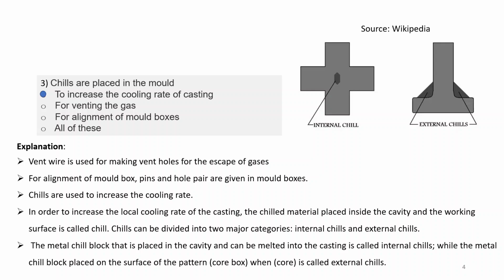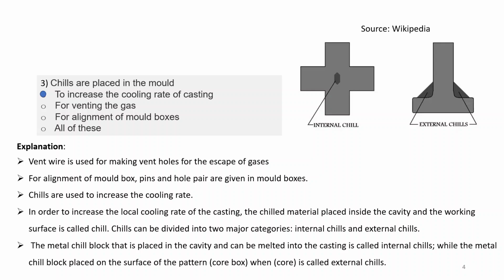Okay, so these are the types of chills: internal chill and external chills. For venting gas, this option is correct in case of vent wire. If it had asked what is the use of vent wire, vent wire is used for making vent holes for the escaping of gases. And for alignment of mold boxes, there are pins and hole pairs given in mold boxes, and chills are used to increase the cooling rate.